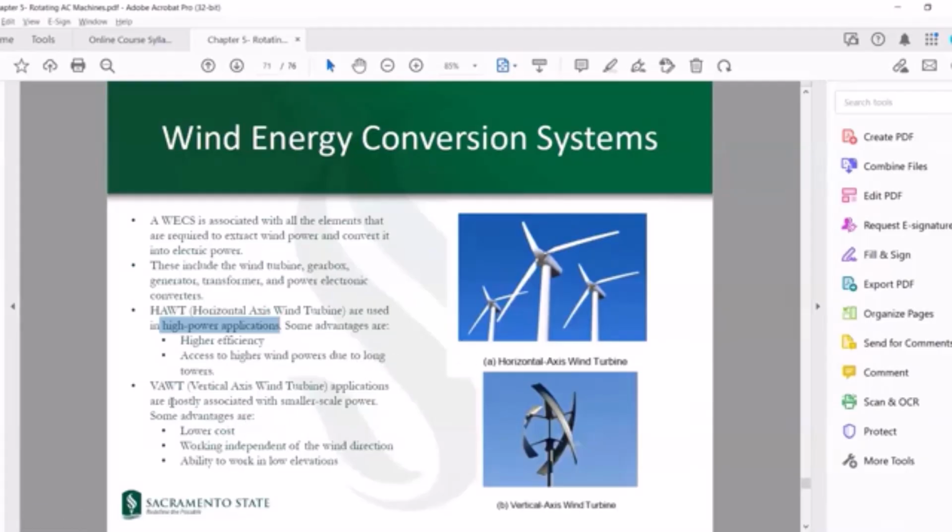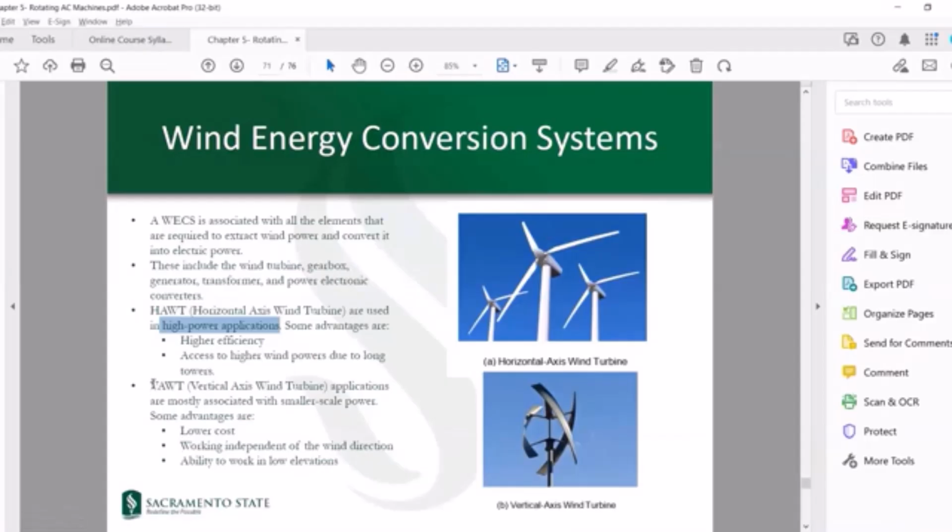Whereas in vertical axis turbines, we have lower cost because we don't require that high tower. You can put it on the roof, for example. Lower cost. They also work independent of the direction of the wind. Whereas horizontal axis wind turbines need to be faced in the direction of the wind to absorb the most power.